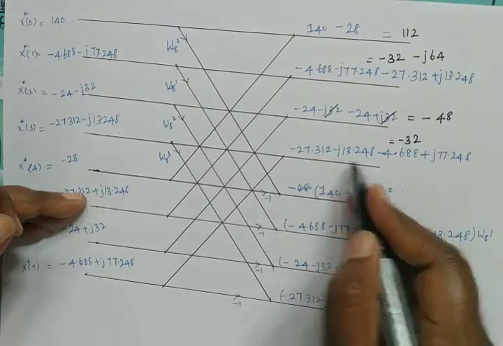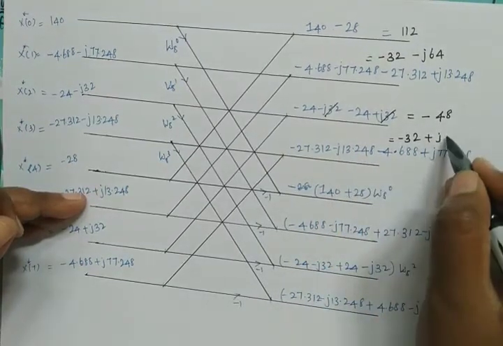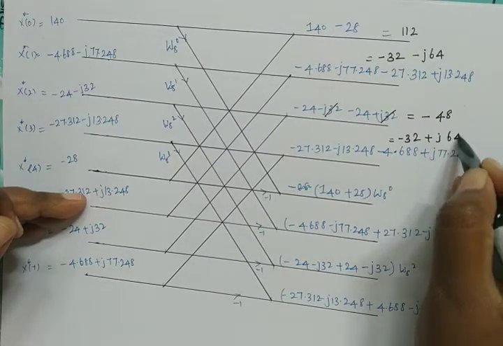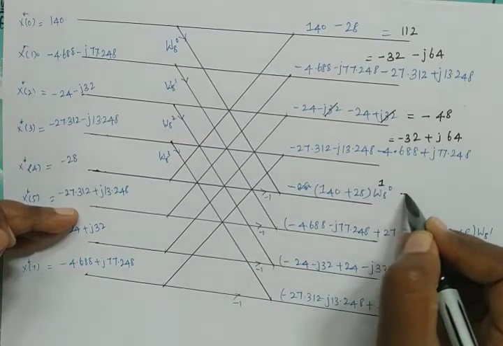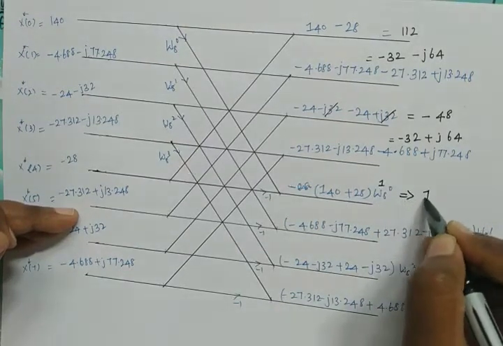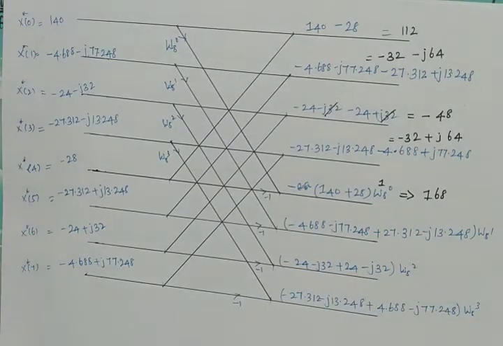Then here minus plus, so plus j, this is minus 30 plus. So we have 64. Then here 140 plus 28 into W8 power 0, which is 1, so we have 168. Now check here what we have to do: here we have W8 power 1. Now let us multiply this.